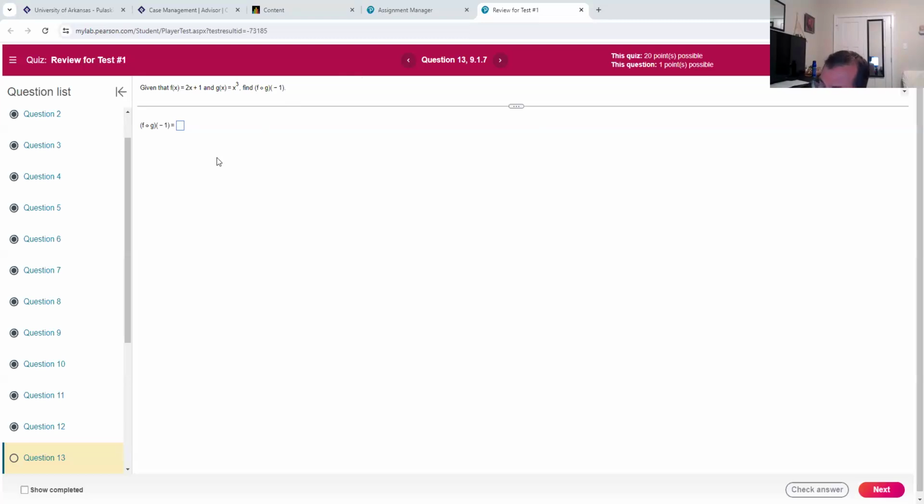Number 13. So y'all on 13, we're given f of x equals 2x plus 1. G of x equals x to the third. They want us to find f compose g of -1. So this is the composition of functions they're giving us.